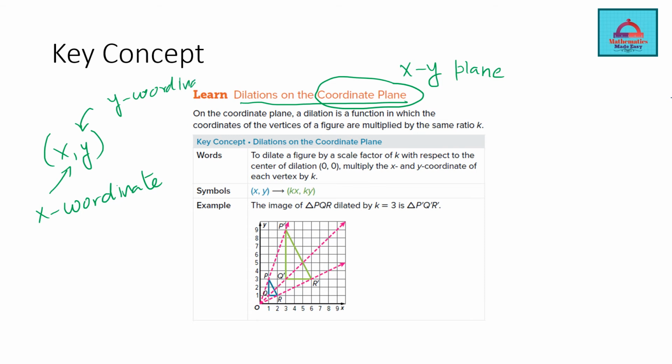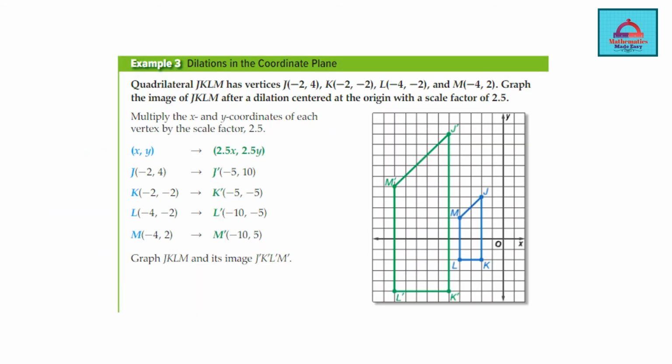So on the coordinate axis, on the xy plane, each coordinate is represented by a point, and to dilate a figure by a scale factor of k with respect to the center of dilation, we just do the multiplication of the coordinates by k. So if the coordinate is x comma y, it will become kx and ky. So the rule is just to multiply by k. Always remember.